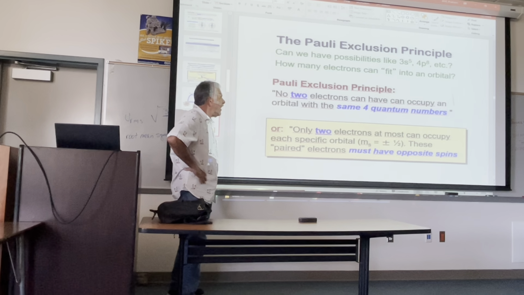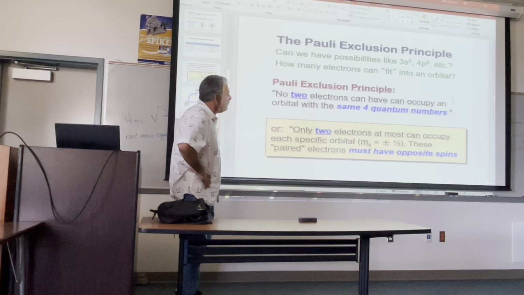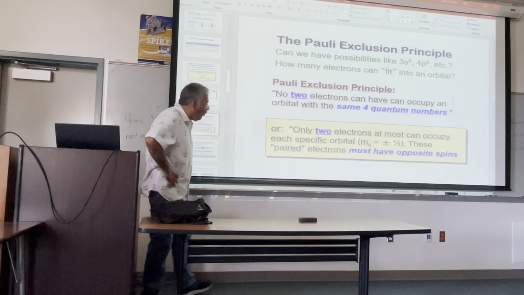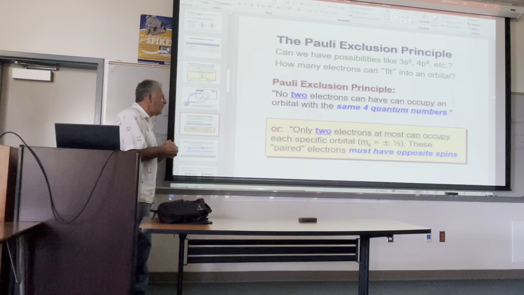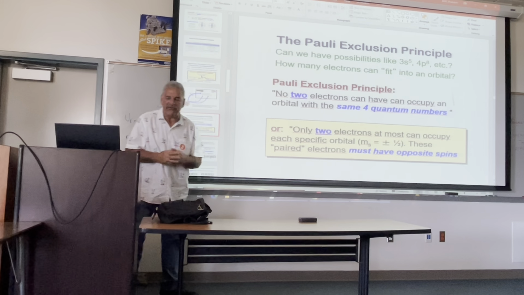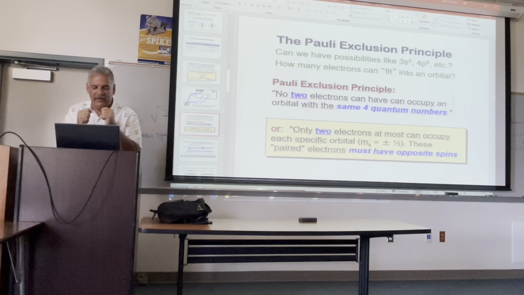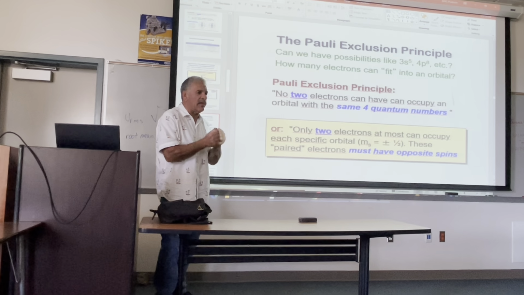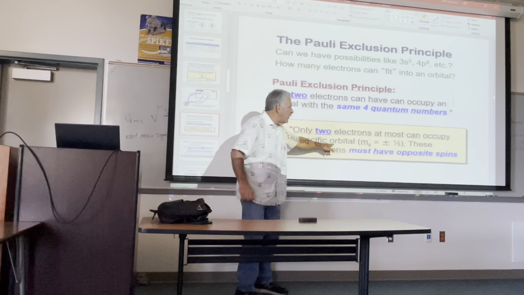No 2 electrons can occupy the same orbital within the same 4 quantum numbers. Or only 2 electrons at most can occupy each specific orbital. That's our plus and minus spin. These paired electrons must have opposite spins. So that's what Pauli says. You can't have electrons with the same 4 quantum numbers, which means you can only have 2 electrons per what? Orbital.